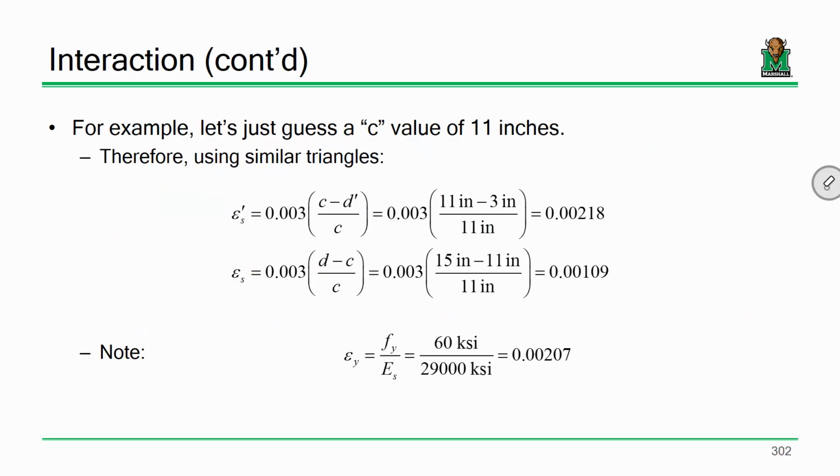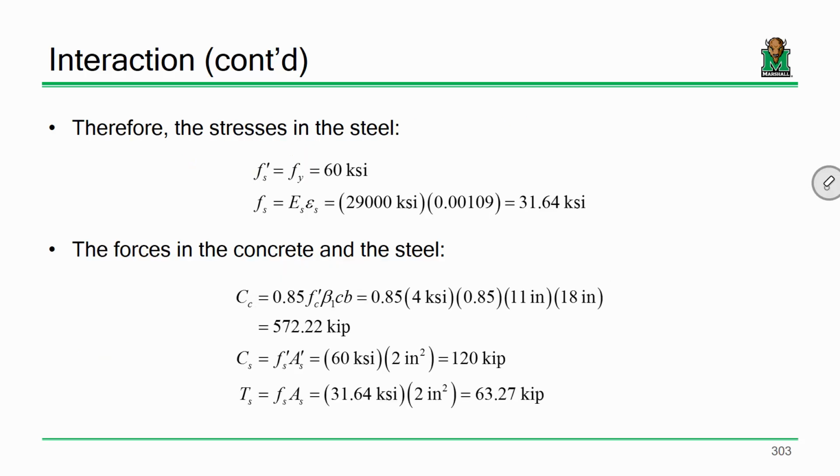Okay? Let's just make a guess. Just completely guess. Let's just make a guess of C being 11 inches. If C is 11 inches, remember this, 0.003 (d minus c) over c, and then 0.003 whatever. I can use that guess to determine what is the strain in the top layer of steel, what is the strain in the bottom layer of steel. Now, in this instance, I've got a situation where the top layer of steel has yielded, the bottom layer hasn't, right? Make sense? So what's the stress in the steel? For the top layer, it's 60 ksi because it's yielded. For the bottom layer, it hasn't, so it's E times the strain.